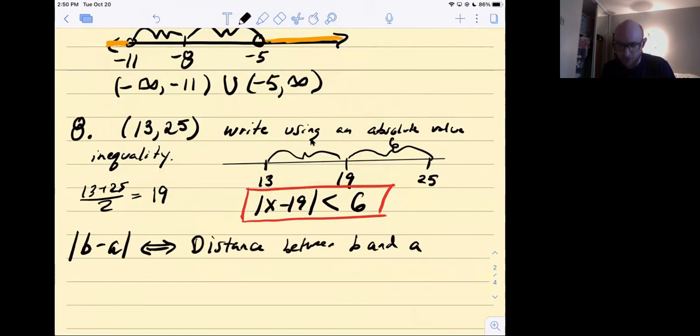Oh, you can use either one. Oh, like the greater than or less than? Oh, which sign to use here? Okay, that's a really good question. So let's think about that. That's why we have the minus sign. We're saying the distance between x and 19 is less than 6. This is the same thing as the red equation.